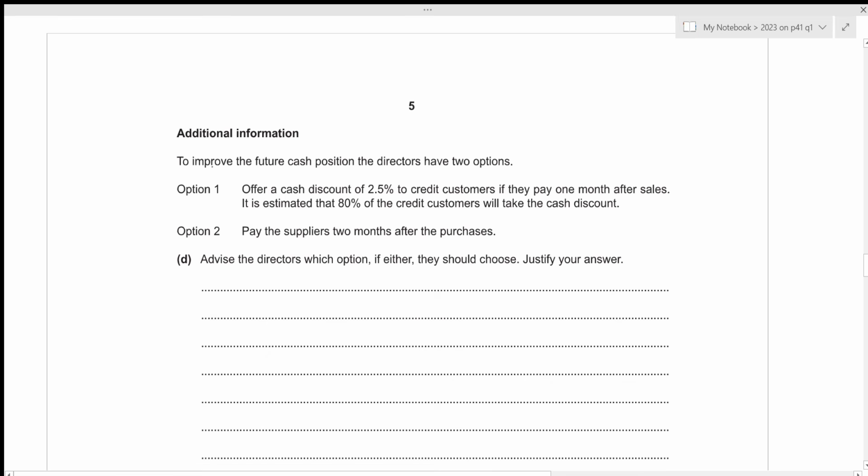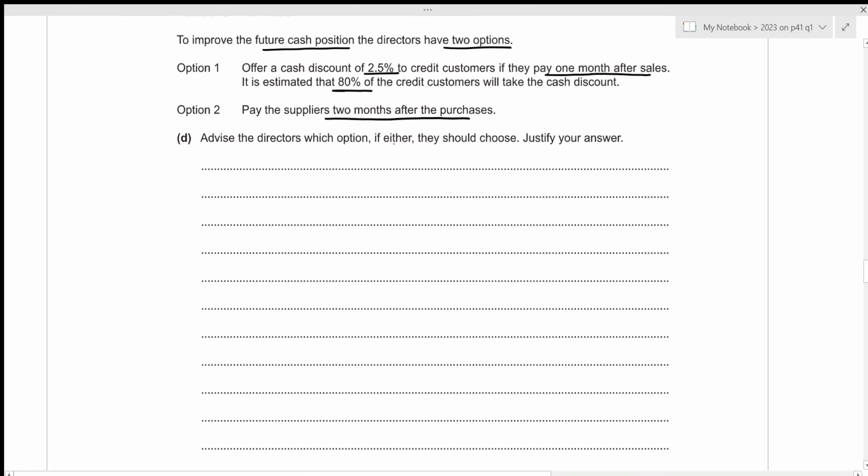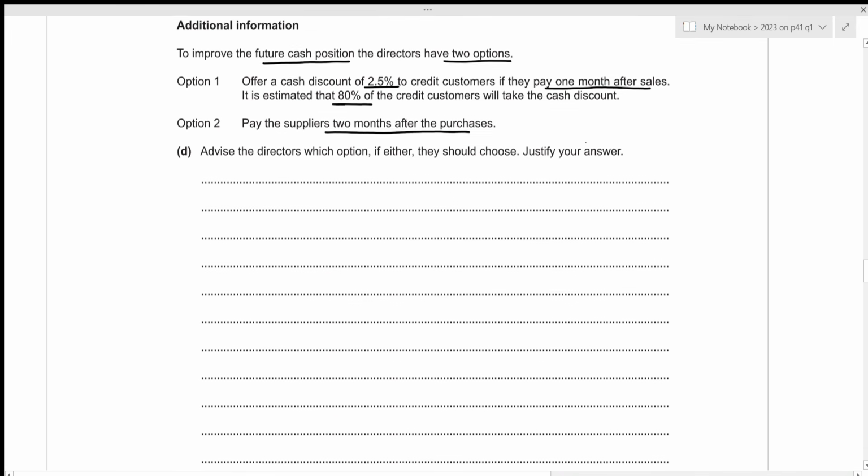Now, we're given additional information. To improve the future cash position, the directors have two options. The first one is to offer a cash discount of 2.5% to credit customers if they pay 1 month after sales. Right now, they are paying 2 months after sales, and it is estimated that 80% of the credit customers will take the cash discount. Then, option 2 is to pay the suppliers 2 months after the purchases, and currently we are paying 1 month after the purchase. Okay, now we need to advise the directors which option, if either, they should choose. We need to justify our answer. This is of 7 marks.